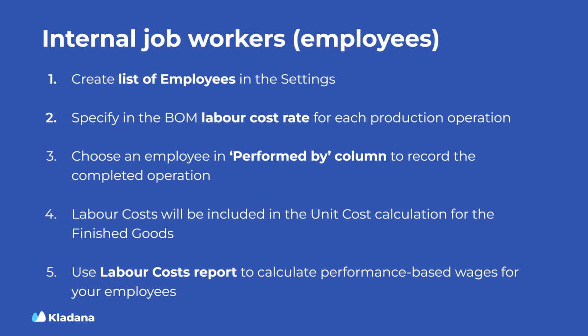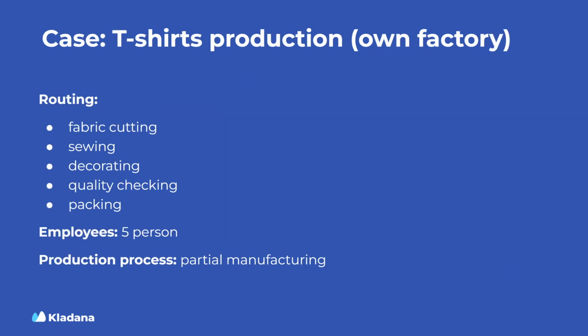In Kladana, to record an employee in the operation report, you should add your employees as users. Specify the job rate for each operation in the bill of materials. After the stage is partially or fully completed, select an employee while creating the operation record. Use the labor cost report to see calculated wages. Now I will show you how to do everything in Kladana.